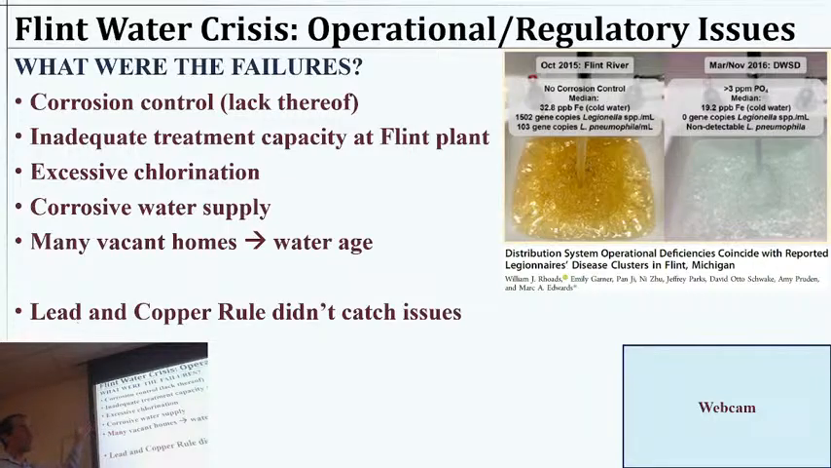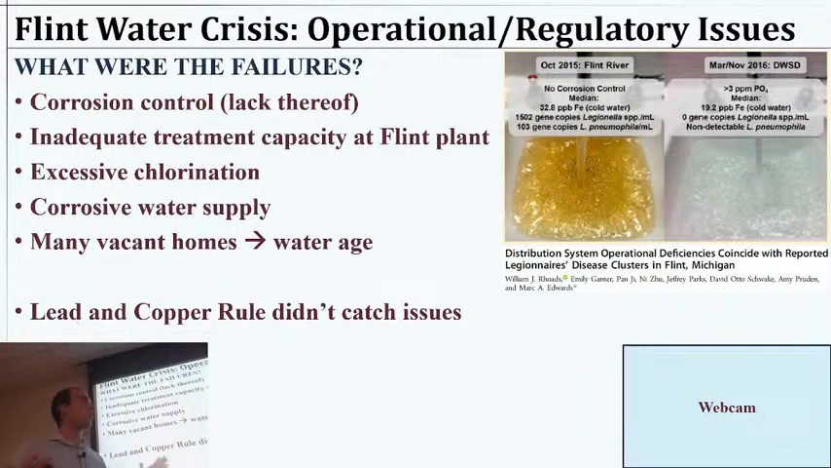Excessive chlorination. Chlorine is also an oxidant, by the way, so it's corrosive. Corrosive water supply, many vacant homes. That's kind of just part of the history. And then when you have a lot of vacant homes or a lot of vacancy, there can be long periods of time where water is just sitting there. That is probably why the Legionnaire's disease stuff was an issue.